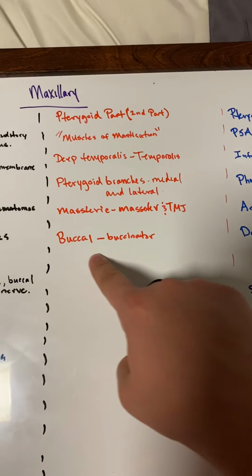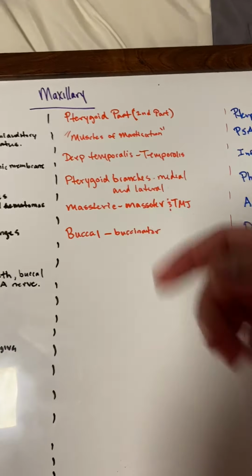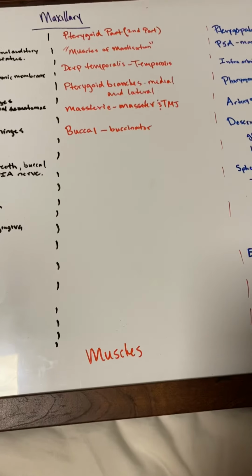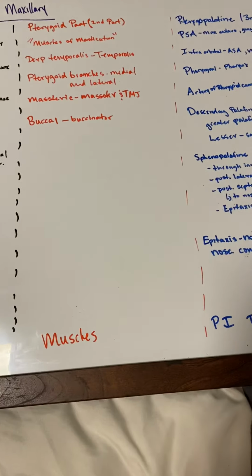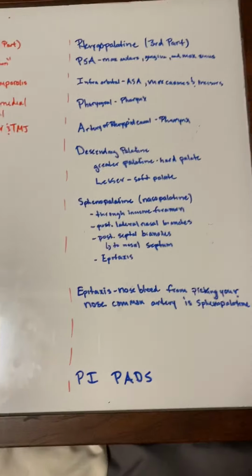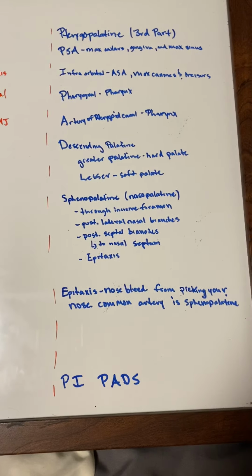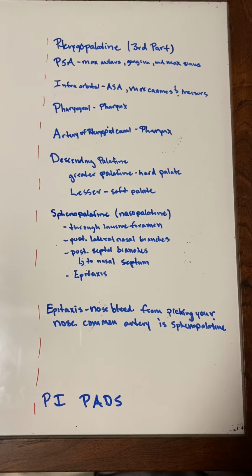Then we have our extra one, the buccinator, which is just from the buccal artery. So I just call this one muscles. Other people have names for it, but I don't figure to have a name for it. It's kind of too easy. So the last one is PI PADS. And we'll go through it.